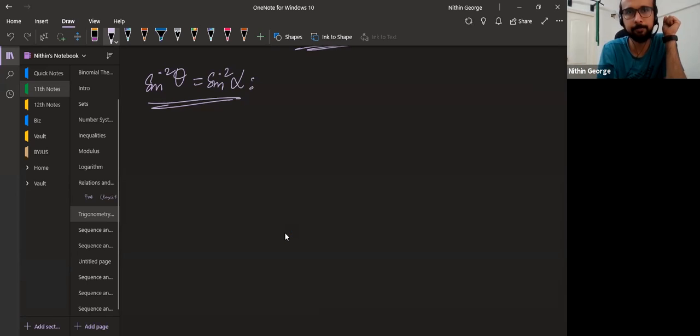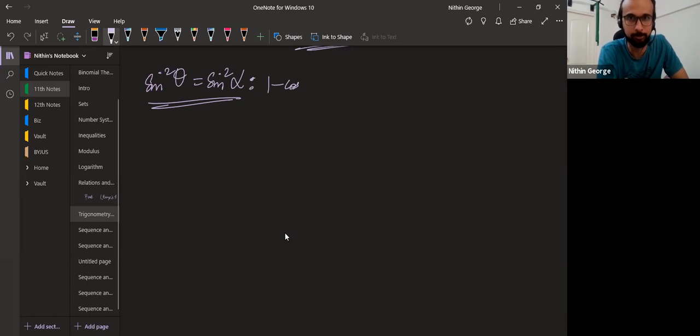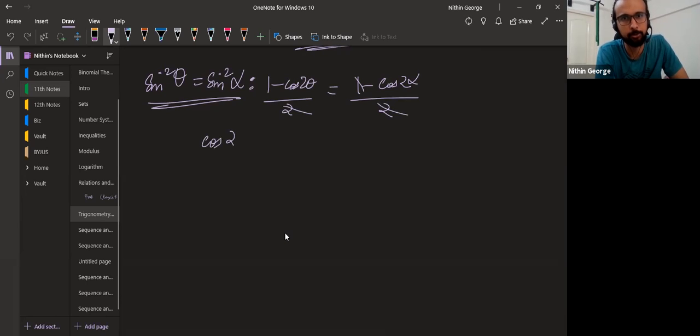What do you do here? I'll write sine square theta in terms of cos 2 theta, even for sine square alpha. Can you do that? What will happen? Cos square theta is 1 plus cos 2 theta by 2. This will be 1 minus cos 2 theta by 2. This is equal to 1 minus cos 2 alpha by 2. So I'll cut the 1 out. So I'll get finally cos 2 alpha equal to cos 2 theta.